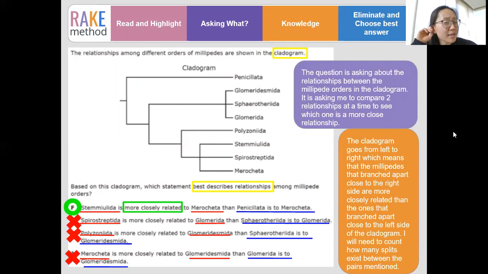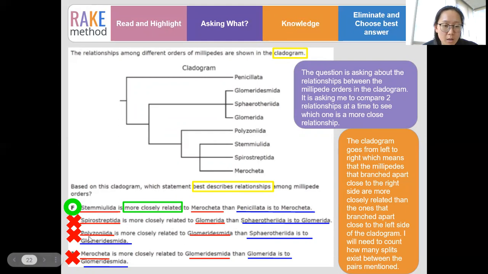At the very end, if I'm looking at them, Spirostreptida and Glomerida, I have Spirostreptida all the way second to the bottom. Glomerida is kind of in the middle up here. They branched apart 1, 2, 3, 4 times. Spherotherida and Glomerida. Spherotherida is up here. It's right next to Glomerida. So Spherotherida is really close to Glomerida. So this statement is false because it's actually the opposite.